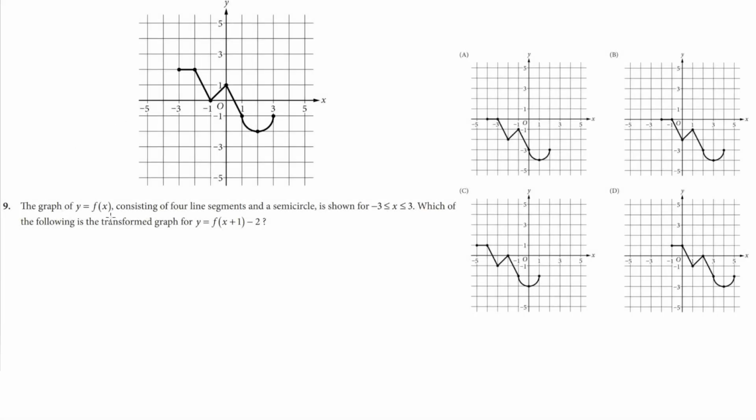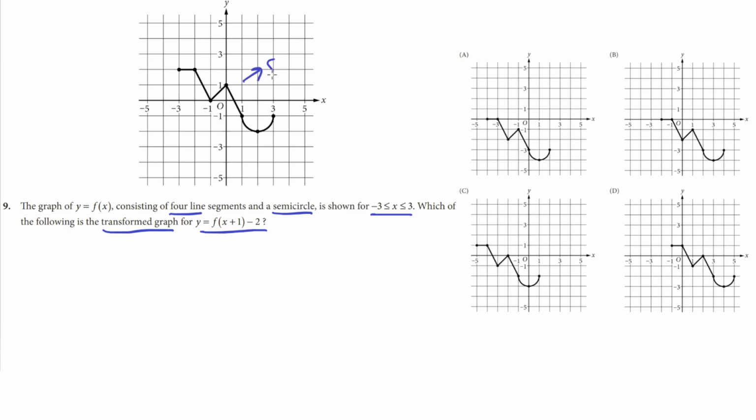The graph of y equals f of x, consisting of 4 line segments and a semicircle, is shown for x greater than or equal to -3 and less than or equal to 3. Which of the following is the transformed graph of y equals f of x plus 1 minus 2?